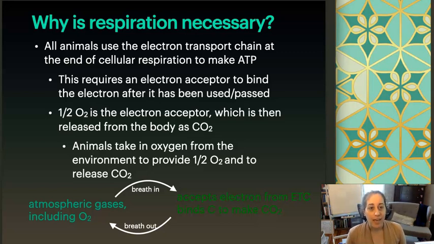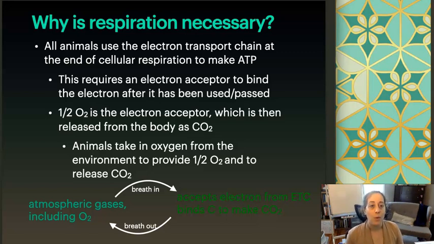Respiration is necessary at the cellular level, or really I guess the subcellular level, because all animals use the process of the electron transport chain at the end of cellular respiration. So if you recall, this is where we get most of our ATP being made, and ATP is a source of energy for many proteins in the cell. So we need ATP, we need to make it.